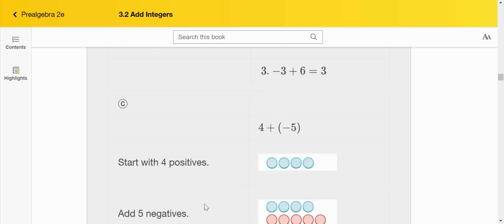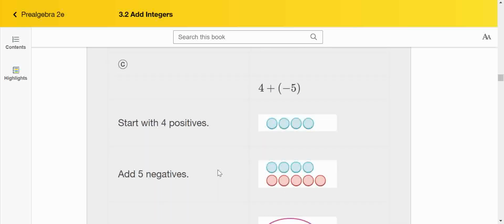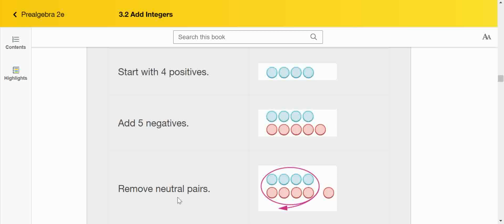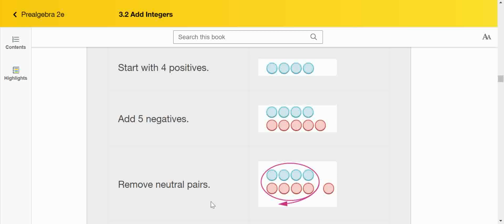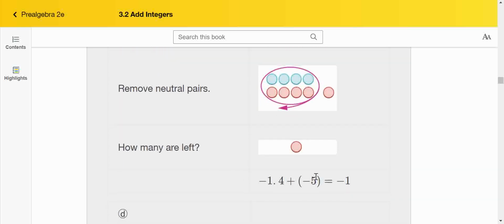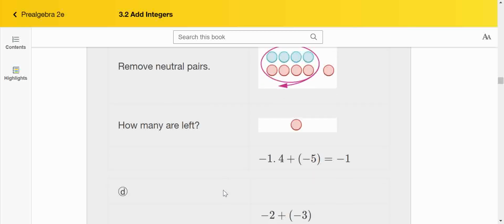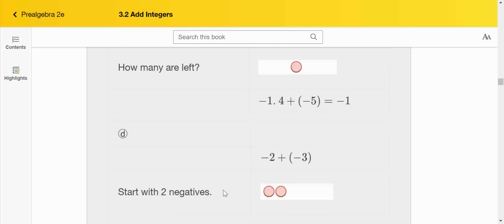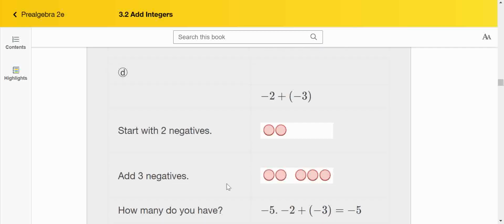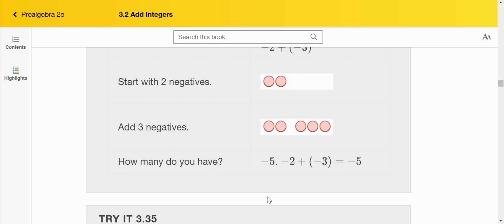For C, we start with 4 positives. We add 5 negatives. We remove neutral pairs. And how many remain? How many are left? Minus 1. D. Start with 2 negatives, and we add 3 negatives. How many do you have? 5 negatives, that's negative 5.